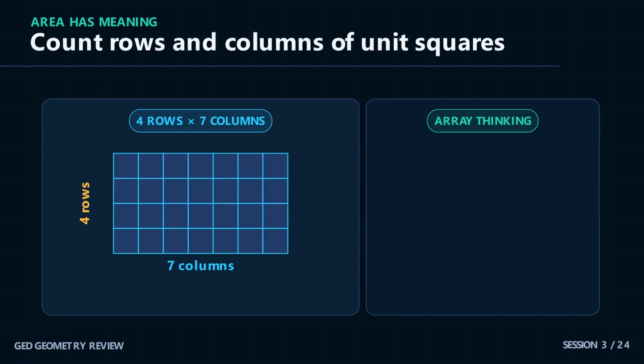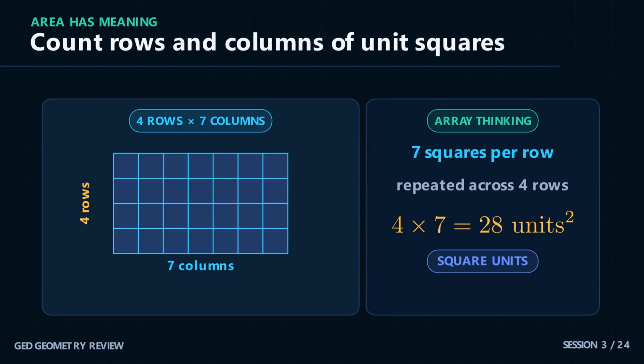Each square has a horizontal dimension and a vertical dimension. Counting every tile works, but multiplication is faster because the rows and columns form an array.